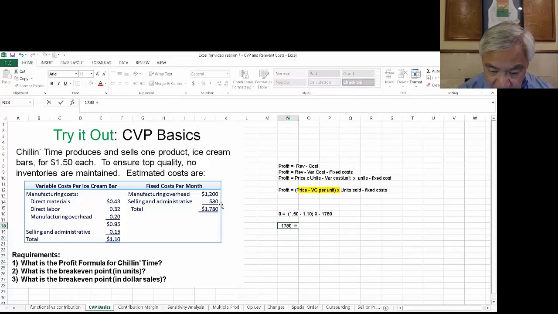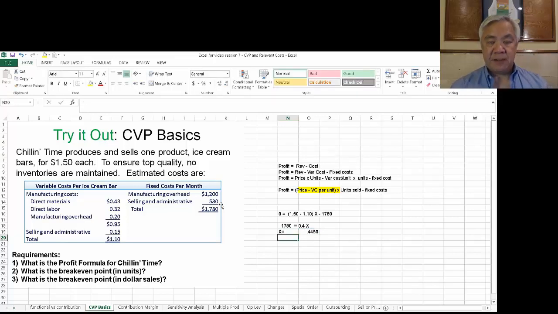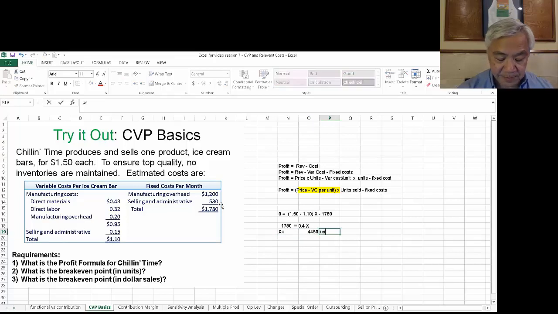$17.80 equals 150 minus 110, which is 40 cents, 0.4X, and now it's simply solving for X. X equals 1780 divided by 0.4, and the answer is 4,450. And these are in units. We need to sell 4,450 units to break even.